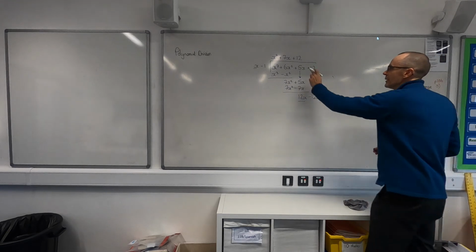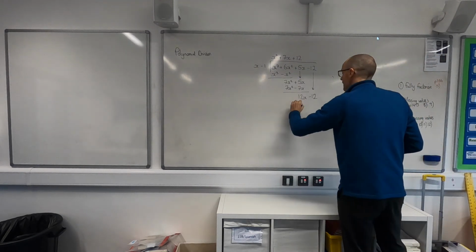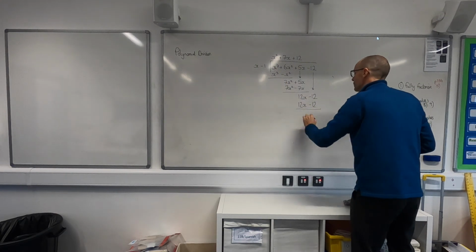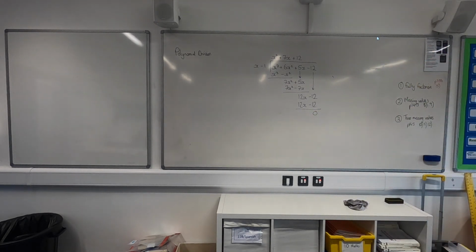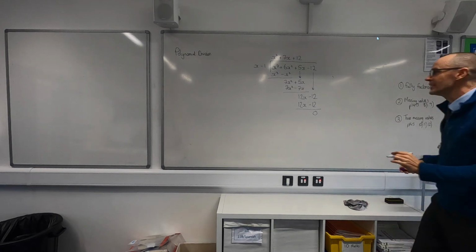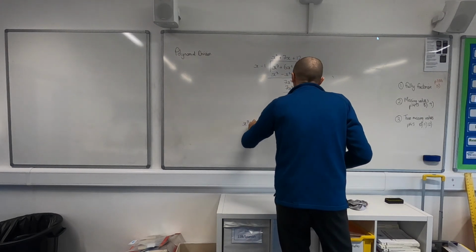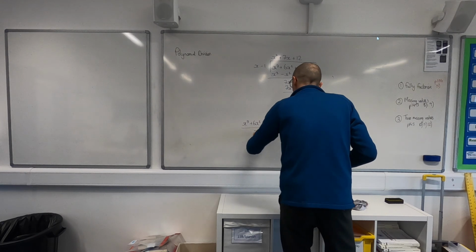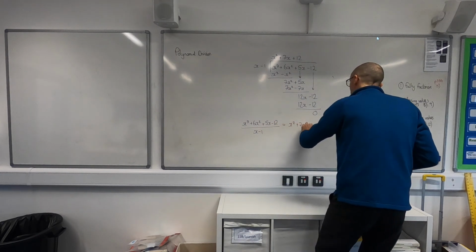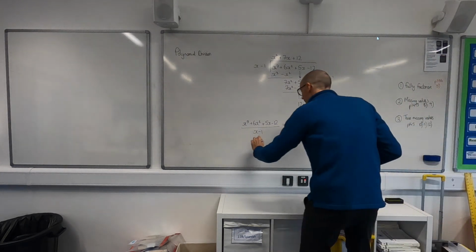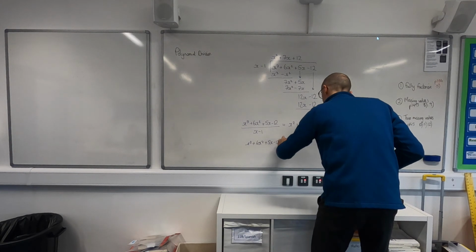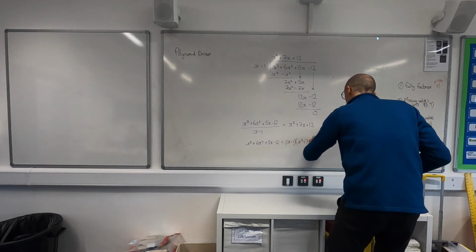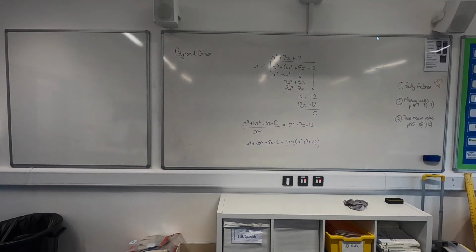Let's do that multiplying thing then. I'm going to multiply 12 by this. 12 times x, 12x. 12 times minus 1, minus 12. Top take bottom, 0. So what I know is that this divided by this is equal to x squared plus 7x plus 12. And if I multiply both sides by x minus 1, I get that. And if you look back at that question, question 2 from yesterday, that's what we got. And we then factorised it into x plus 3, x plus 4.